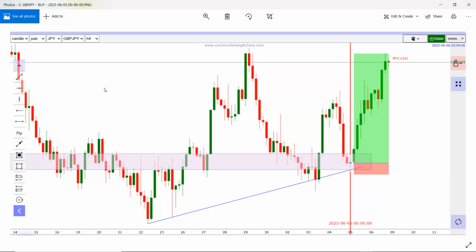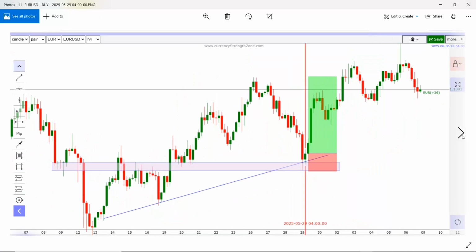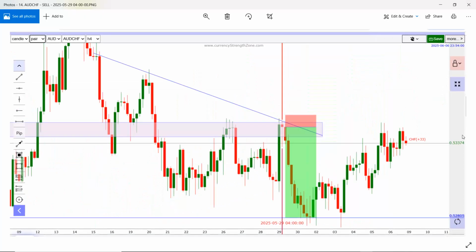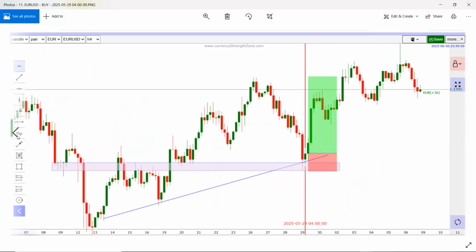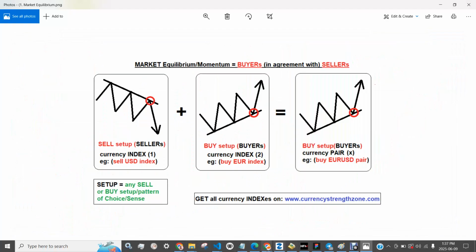I'm going to show you how you got this trade on Great Britain JPY, whereby the Great Britain index was in agreement with the JPY index, and this trade and this trade as well, and this trade as well. So let's go right to the chart.